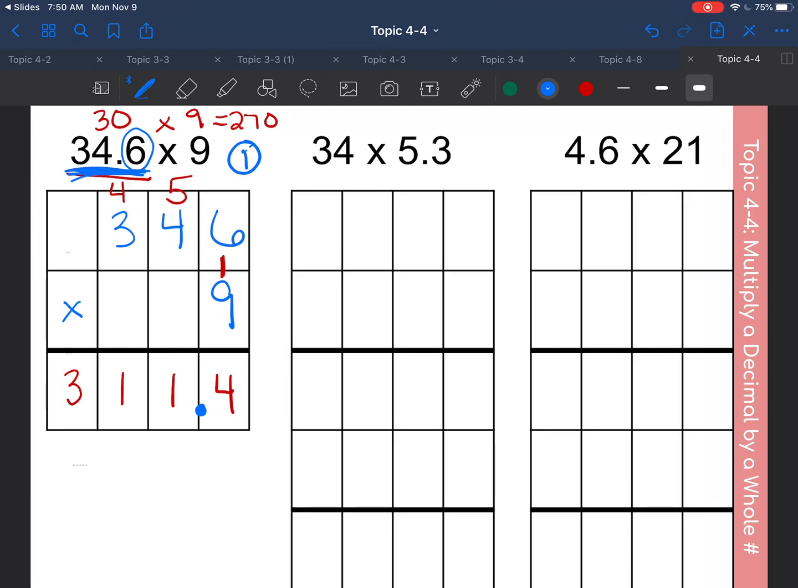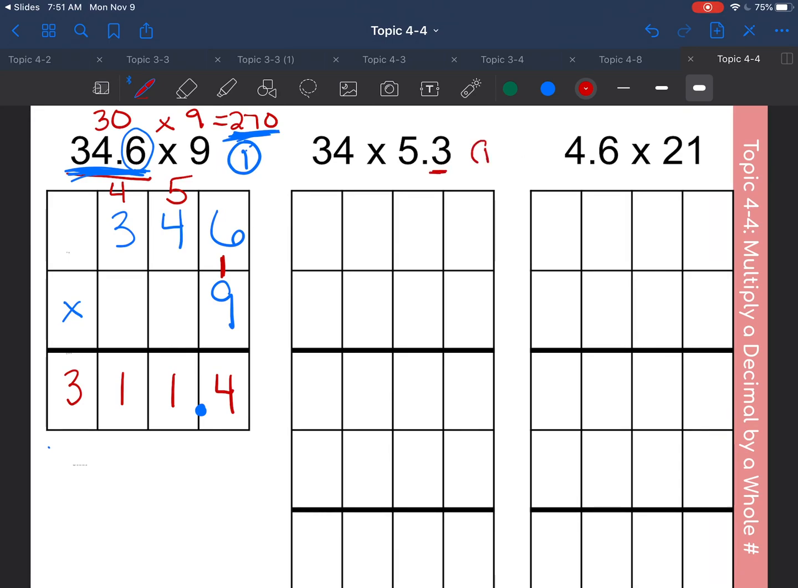Now, let's compare our estimate, 270, to our actual answer, 311 4/10. I would say that's pretty accurate because we rounded down for 34 6/10. So our estimate is going to be an underestimate compared to our actual answer. Okay, let's look at the next one. 34 times 5 3/10. How many total decimal places are in 34 times 5 3/10? 34 has none.